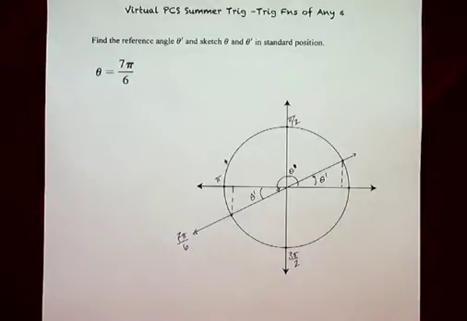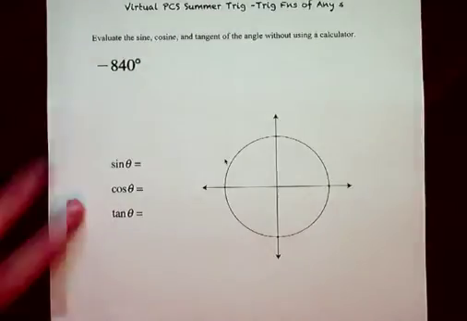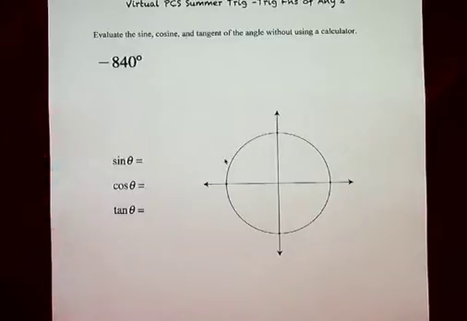All right, let's take a look at this next one. It says, given negative 840 degrees, evaluate the sine, cosine, and tangent of the angle without using a calculator. Now, in order to do that, you need to recognize, well, first of all, that's more than 360. It's more than one time around. It's more than 720, so it's more than 2 times around. What we need to do is figure out what 840 is coterminal with, okay?